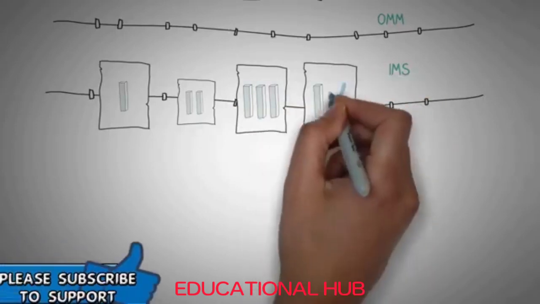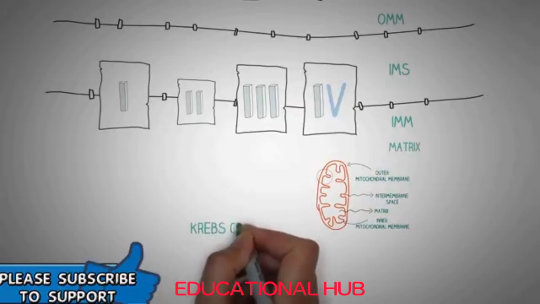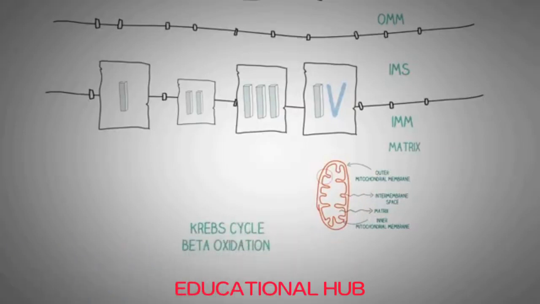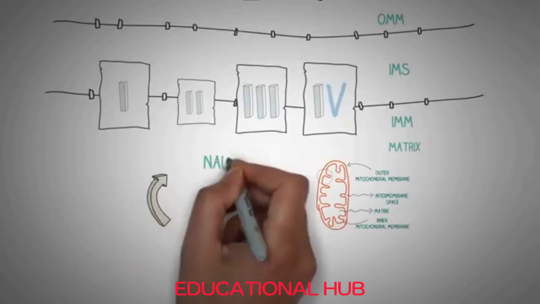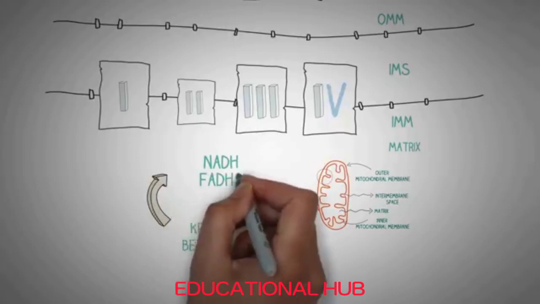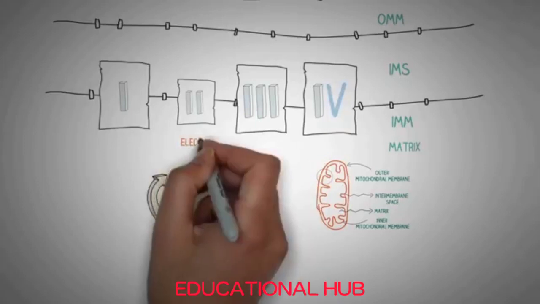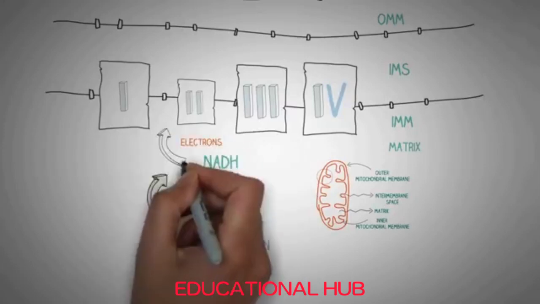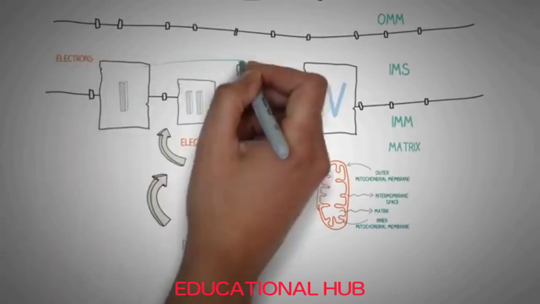The matrix of the mitochondria also contains numerous other cycles like Krebs cycle and beta oxidation. If you have watched the video on these topics, you know that these cycles produce reducing equivalents called NADH and FADH2. These reducing equivalents contain electrons which are donated to this set of enzyme complexes. The electrons then travel from the first to the fourth enzyme complex, and in this movement energy is generated.